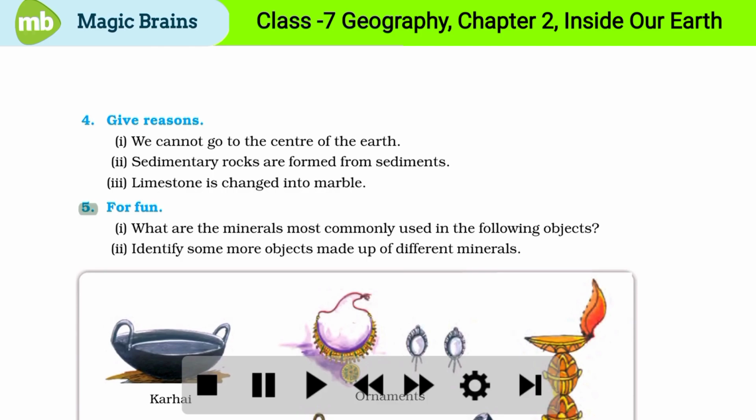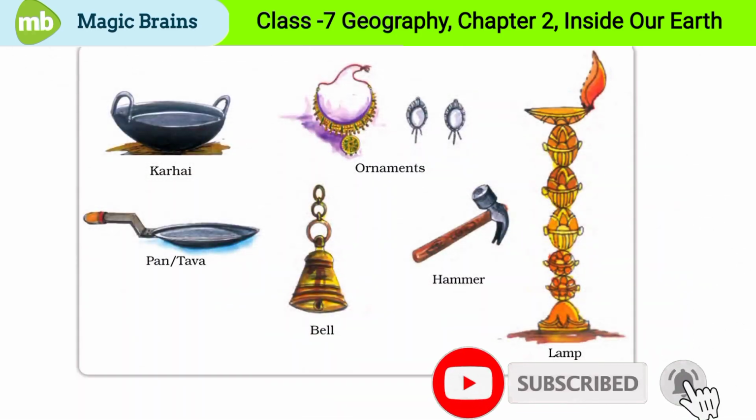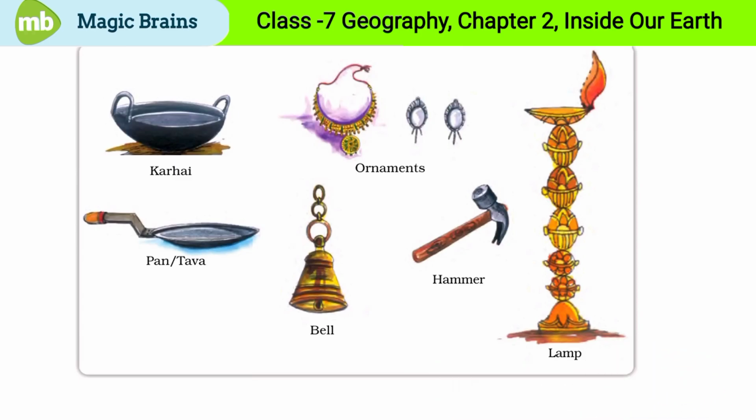5. For fun. Part 1. What are the minerals most commonly used in the following objects? Part 2. Identify some more objects made up of different minerals. Below this question, we have a box in which some objects are shown. The objects are karhai, pan or tawa, some ornaments, bell, hammer, and a lamp.